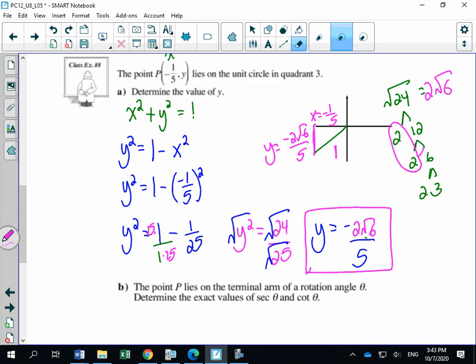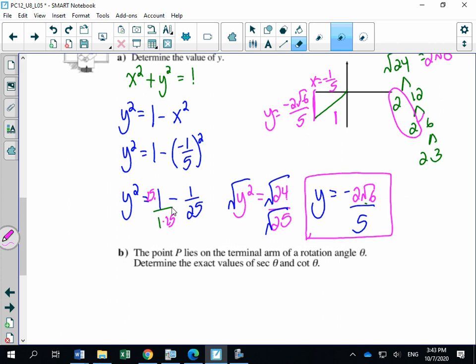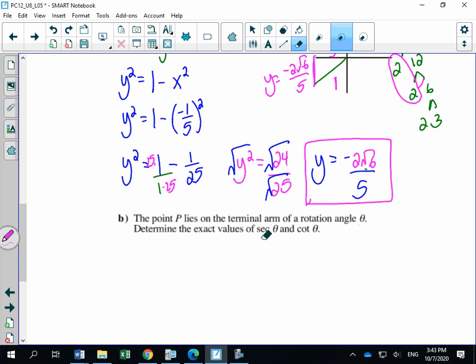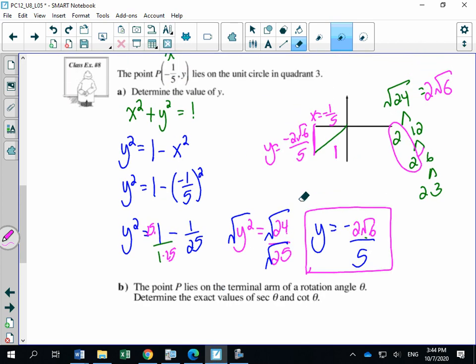Okay, now that I have x, y, and r, they are saying point P lies on the terminal arm of rotation angle theta. Okay, so point P was right here. And eventually they want what the rotational angle will be, so we're going to have to figure out what that angle is. And then they're saying determine the exact values of secant theta and cotan theta. So, okay, let's do this.